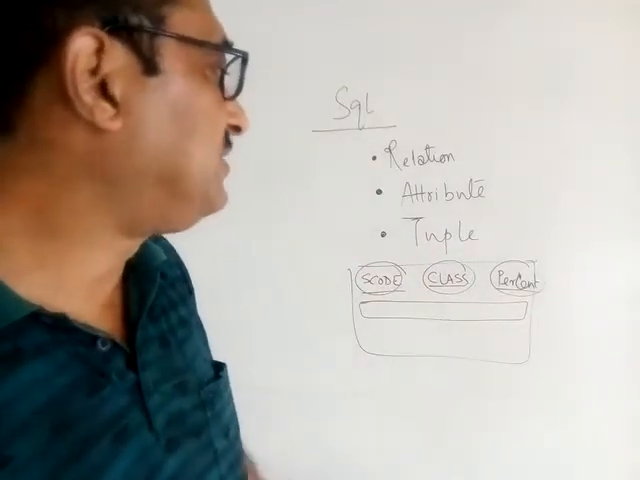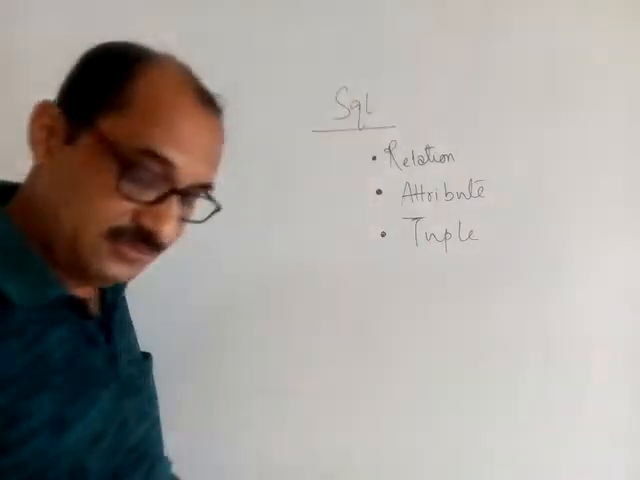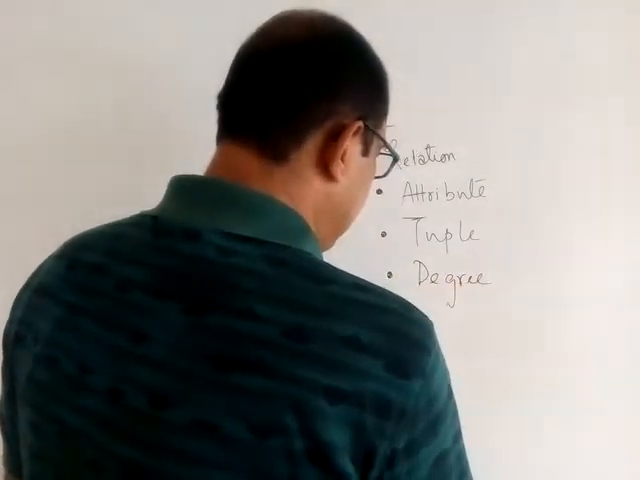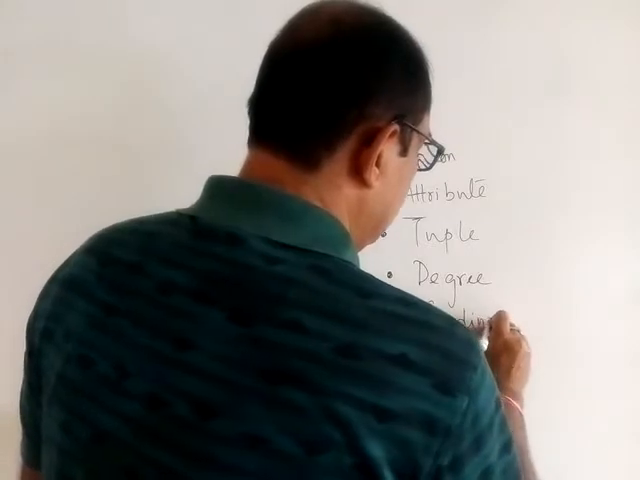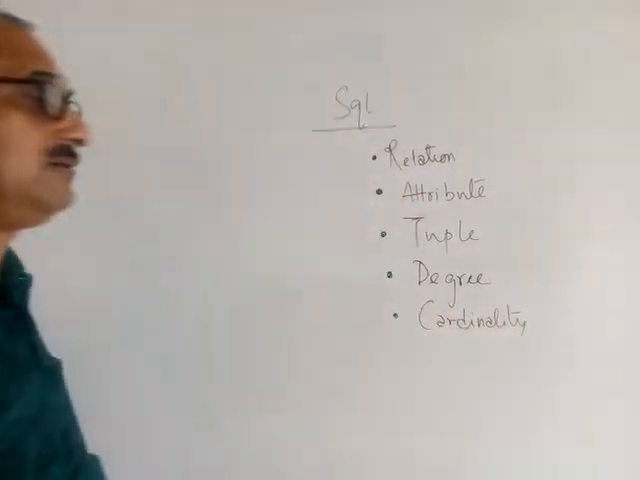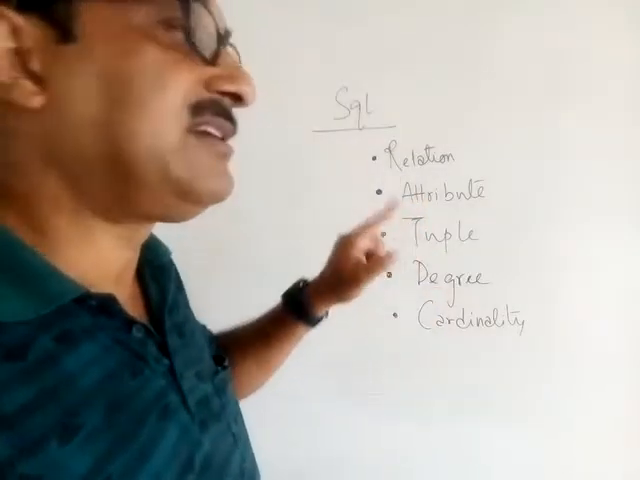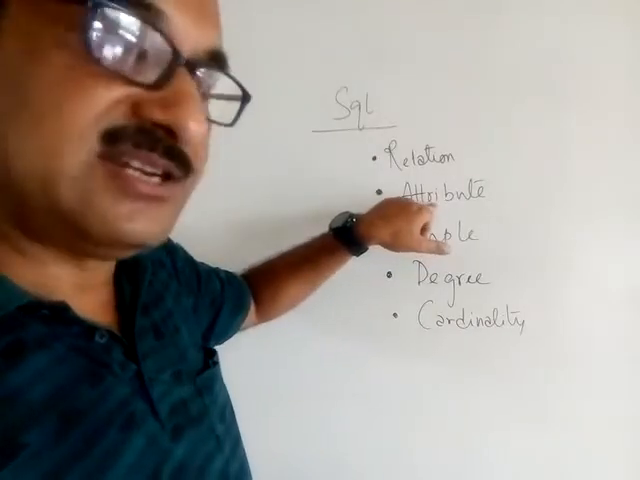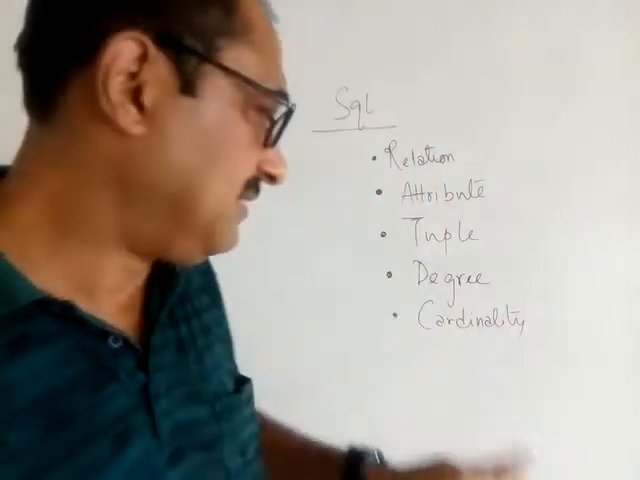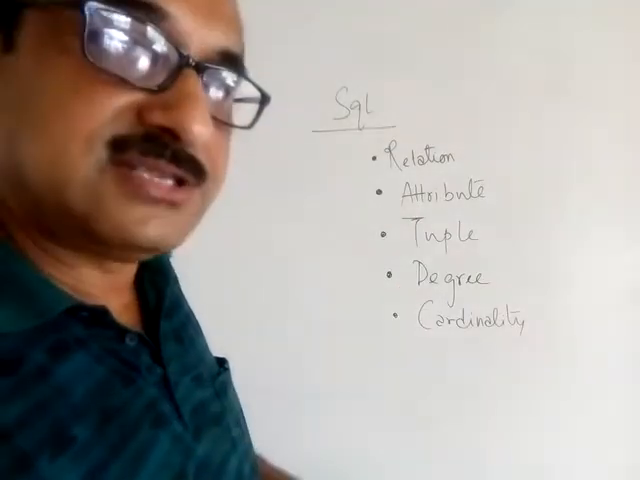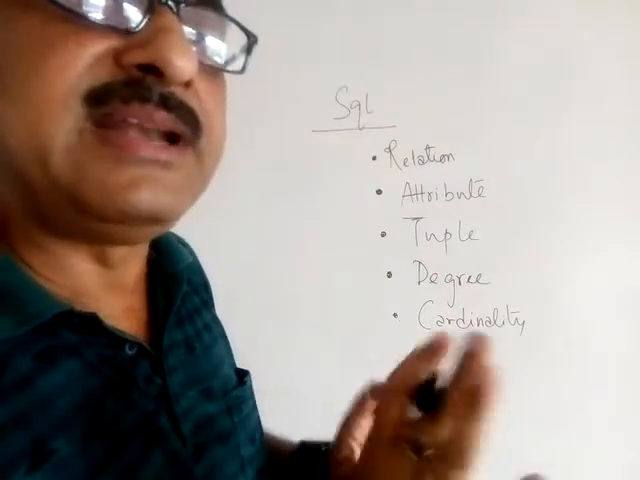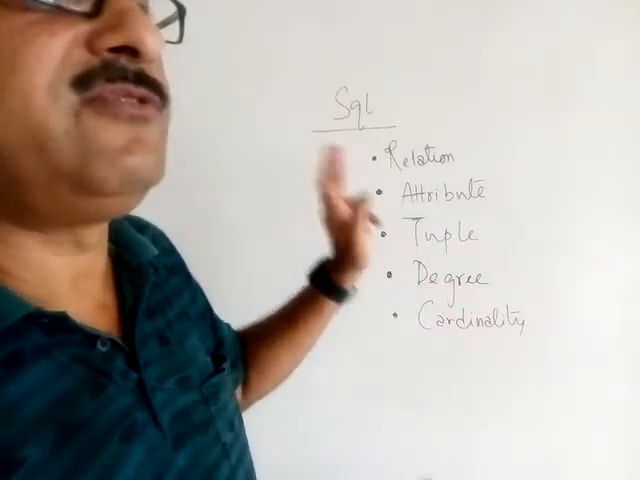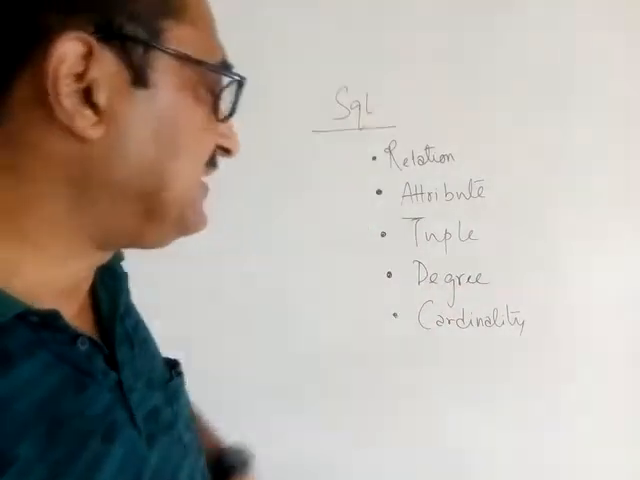Fine. Attribute, tuple, and then we have to learn 2 more terms. One is called degree, and another is cardinality. Probably I told you these 2 terms in class 11. Degree is the number of attributes. That means if I have 3 fields, just now the table which I made had 3 fields or 3 attributes, so the degree will be 3. And cardinality, imagine that I have 10 records or 10 tuples, then the cardinality will be 10. Cardinality is the count of all the rows or tuples. Degree is the count of all the attributes. Fine. So these are the few basic terms.